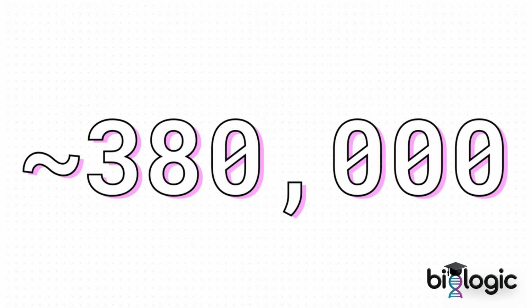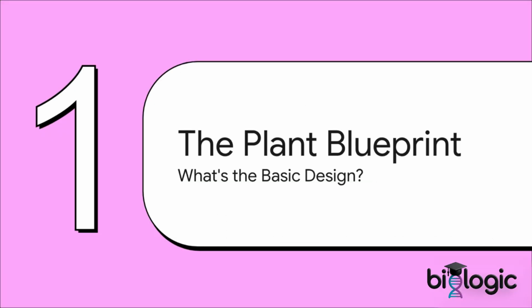Scientists have identified around 380,000 known species of plants. That incredible diversity is a result of a series of absolutely brilliant evolutionary innovations that let them solve one massive challenge after another. Okay, so let's start by locking down that basic design. What are the key characteristics that define every member of the plant kingdom?